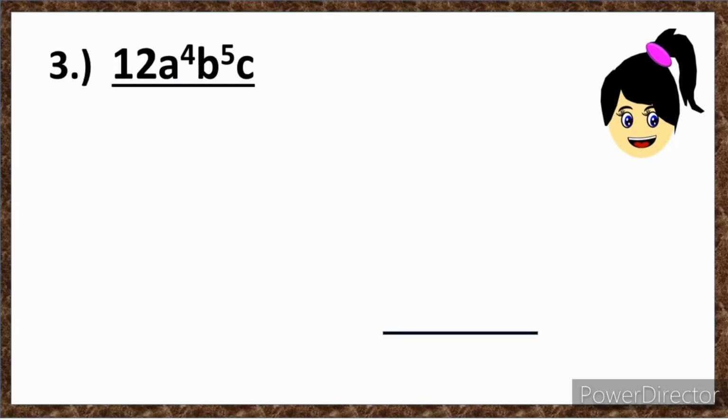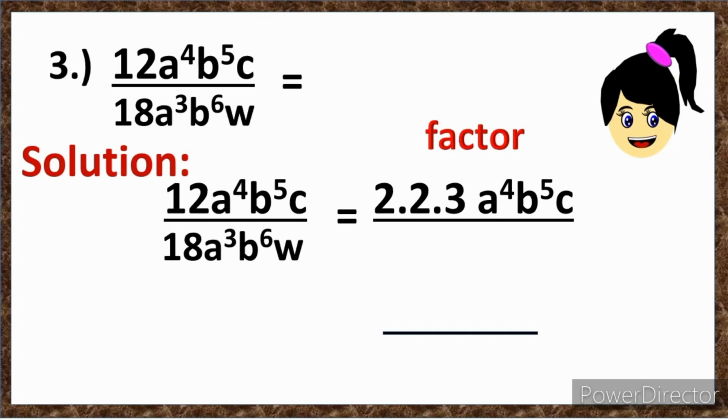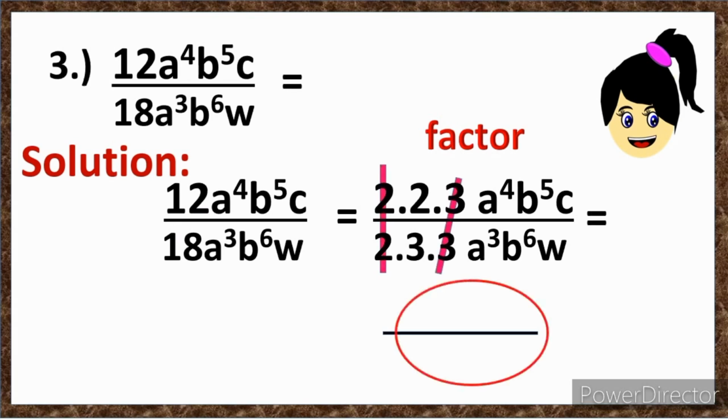Let's have an example, number 3. 12a raised to 4 b raised to 5 c all over 18a cubed b raised to 6 w. Okay, in this situation, the first step is to factor the numerator and the denominator, the numerical coefficient. The factor of 12 is 2 times 2 times 3, which is 2 times 2, 4 times 3, 12. And then a raised to 4, b raised to 5, c. All over, the factor of 18 is 2 times 3 times 3. Then we have a cubed, b raised to 6, w. Then we can cancel out the common. So the common is 2 and 3. And then we rewrite what remains, which is 2 over 3.